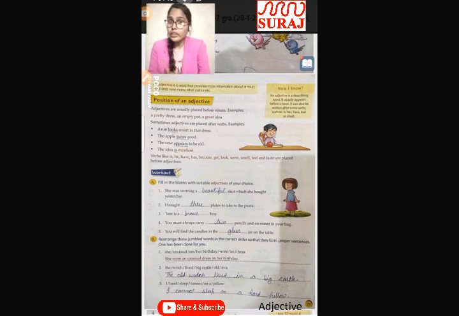Next one: you will find the candies in the blank jar on the table. You will find the candies in the jar. Now look, "jar" alone is a complete sentence, but if you are telling about a glass jar or plastic jar, it's telling something about the jar, giving new information about the jar. So this is the adjective definition: an adjective always gives you more information about a noun. Clear?